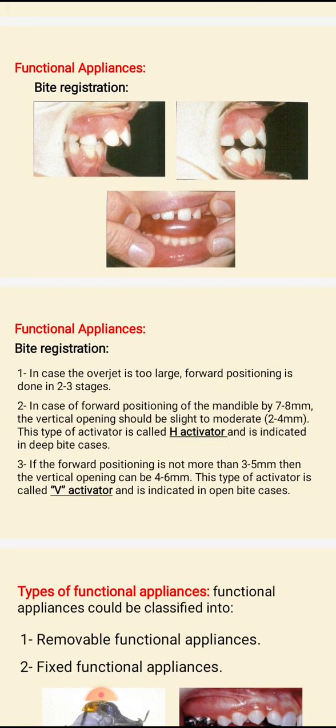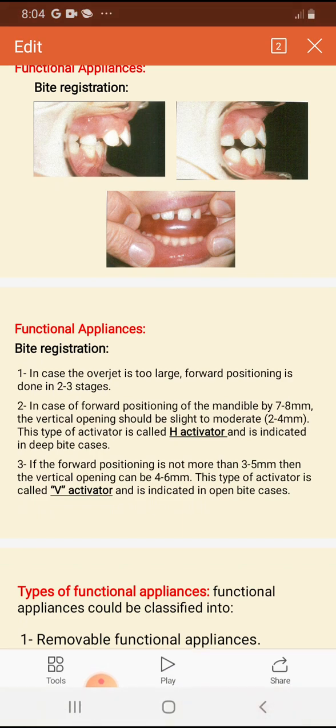During bite registration, you need to consider the following. In case the overjet is too large, forward positioning is done in 2 to 3 stages, which means that you may need more than one appliance for the patient. You will correct the large overjet in stages.